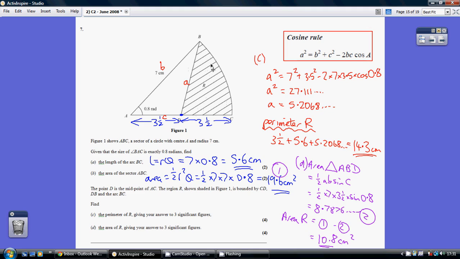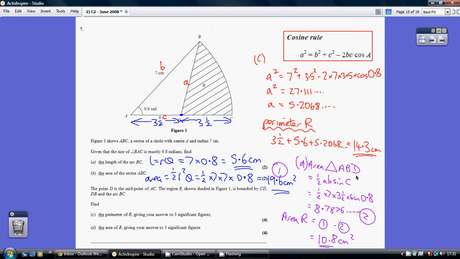Now for part D, we've got to work out the area of this sector here. Now we're going to do this as a compound shape question. We're going to take the total area of ABC, that whole area, which we've already worked out to be 19.6, and from that we're going to take away the area of the triangle ABD, and that will give us the area we want. So we need to work out the area of the triangle ABD.